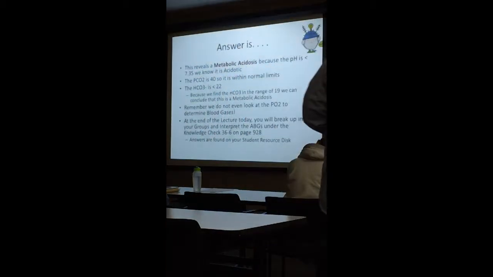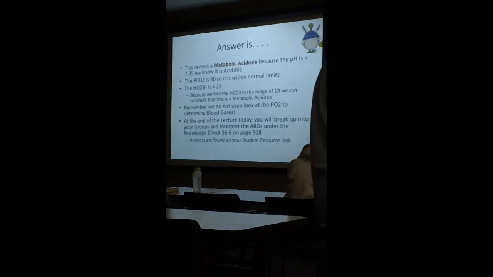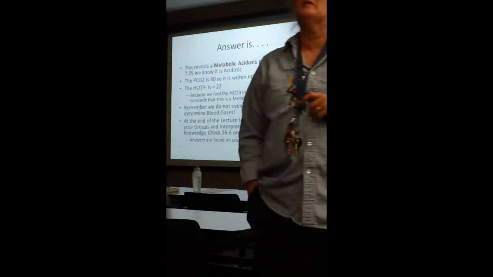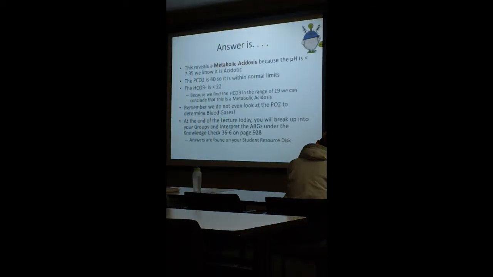Y'all see that, right? 7.3, PCO2 40, that's within that normal range. The bicarb was low, hence there's no partial going on here, it's just metabolic acidosis. So would it be uncompensated then? We're just calling it metabolic acidosis. I don't know if there is a term uncompensated. It's just point blank metabolic acidosis.